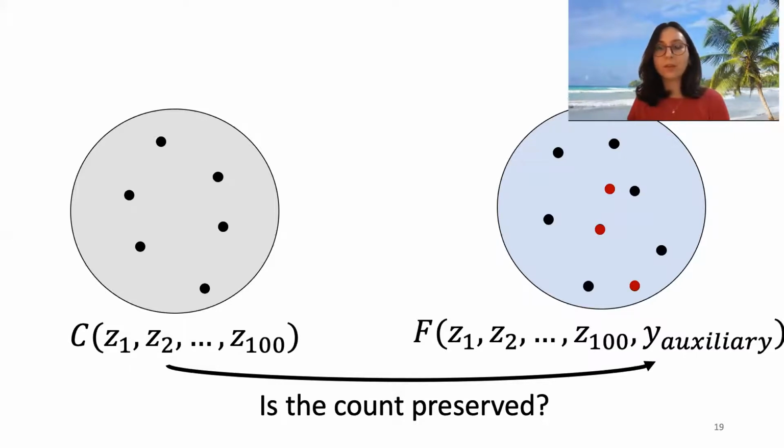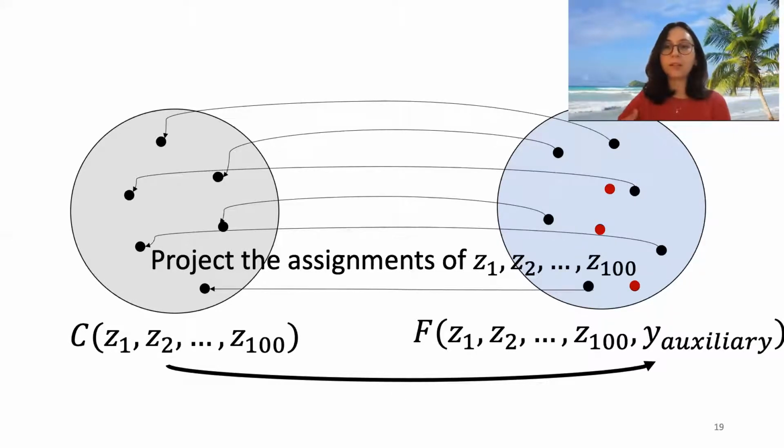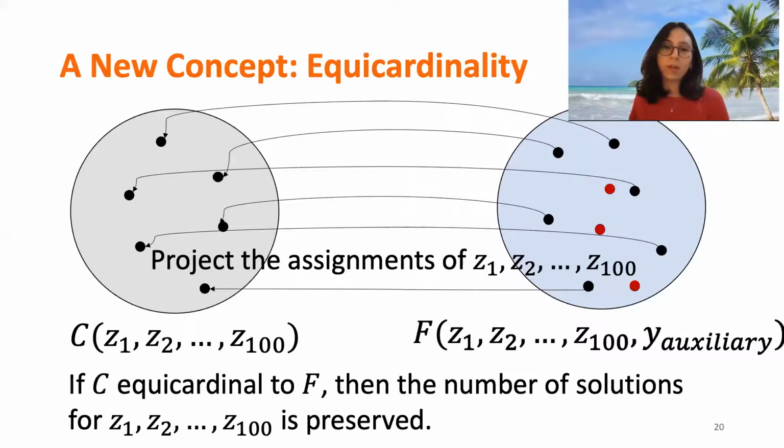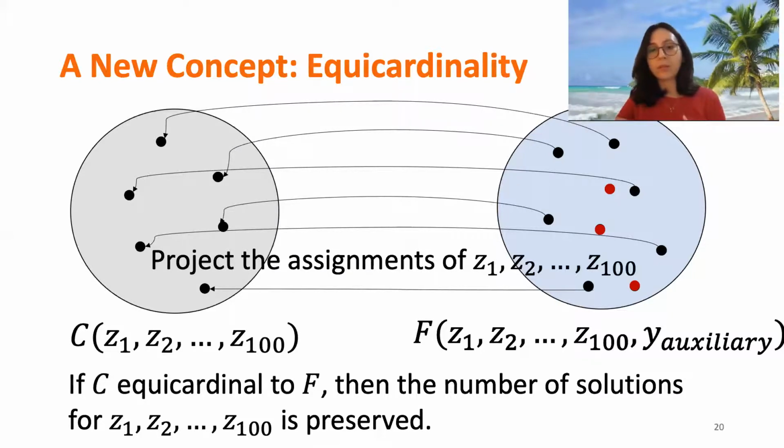So it turns out that we can actually obtain the number of satisfying assignments by projecting on the Z variables. And we formalize this into a concept called equicardinality. So we want to preserve the number of satisfying assignments. If the transformation is sound, then this property is preserved. So if C is equicardinal to F, then the number of solutions for the input variables is preserved.